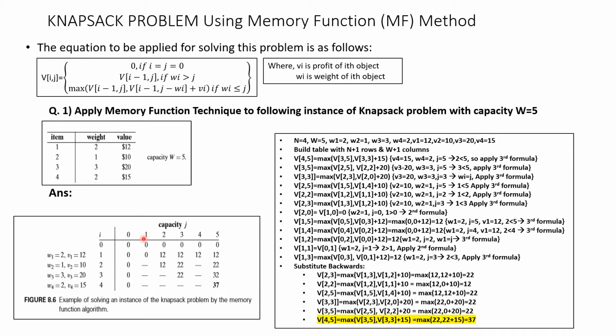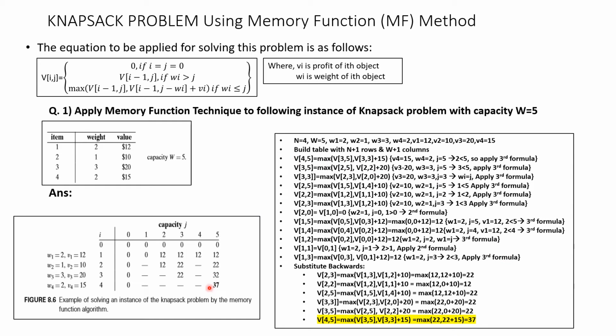W1 is 2 and J is 1. 2 is greater than 1. 2 is greater than 1 means this formula, the second formula. So we are calculating V1 comma 1. So I is 1, right? So apply the second formula here. V of I minus 1, 1 minus 1, 0, comma J, J is 1, so V of 0 comma 1 is 0. So it is 0, fine. Here you will get 0. So once you get these things, I'll just repeat again.